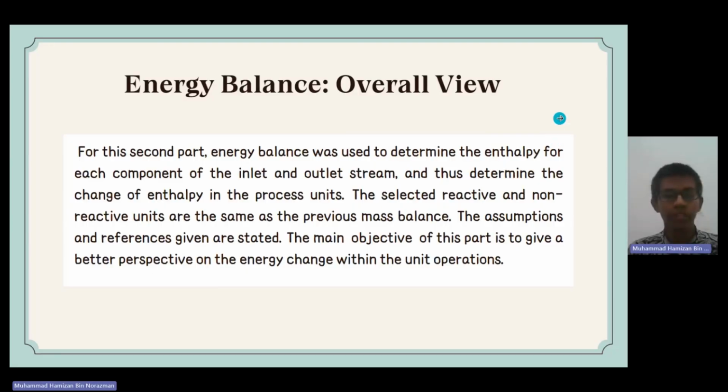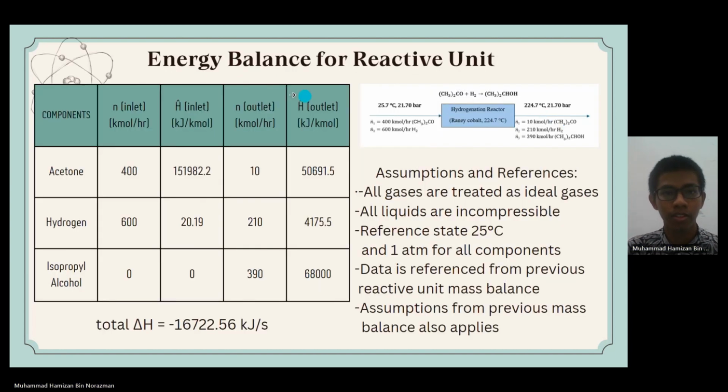So I will be covering the overall view of our energy balance. For this second part, energy balance was used to determine the enthalpy for each component of the inlet and outlet streams, and thus determine the change of enthalpy in the process units. The selected reactive and non-reactive units are the same as the previous mass balance, and all the assumptions and references given are stated. The main objective of this part is to give a better perspective on the energy change within the unit operation. So we have the energy balance for the reactive units.